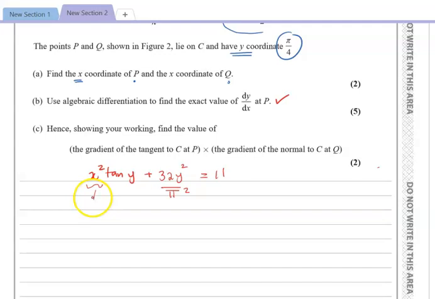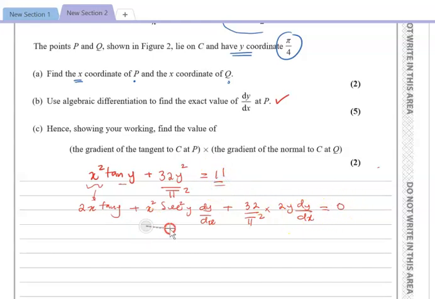You get the derivative of this, which is going to be 2x multiplied by tan of y, plus x squared, which is a constant here, times the derivative of tan, which is sec squared of y, multiplied by dy/dx, implicit differentiation, plus the derivative of this, which is 32 over pi squared. I'm separating it so you can see this is just a constant, multiplied by the derivative of y squared, which is 2y dy/dx. This equals the derivative of 11, which is 0. Let us get the dy/dx on one side by themselves.